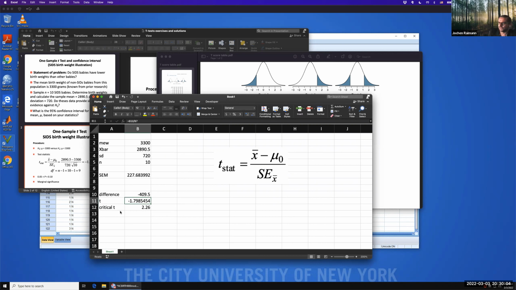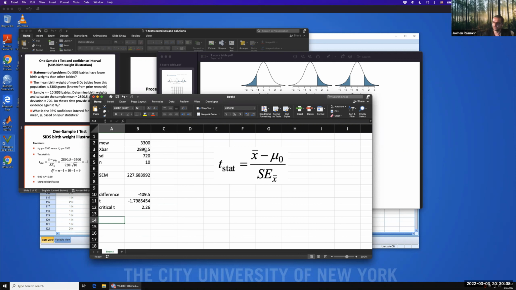So with a t of minus 1.8, do you think this is going to be significantly different or not? You can already assume that your p is likely going to be greater. So essentially, what you are doing now is using this critical t with the standard error of the mean to determine your confidence interval.